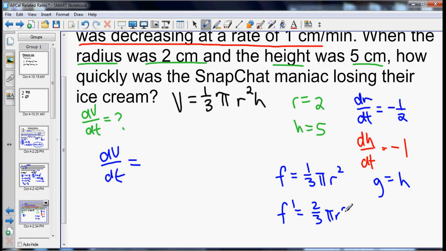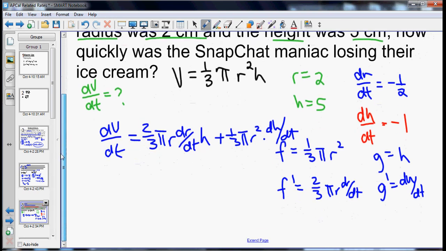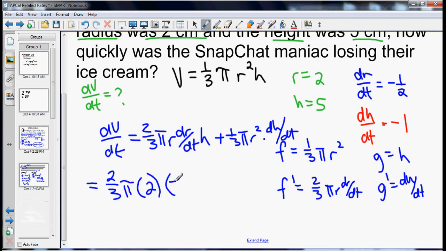So then we do f prime times g plus f times g prime. Let's plug in all the stuff they gave us and see if we can sort this out. They told us that r is equal to 2, dr/dt is equal to -1/2, the height is equal to 5. And then 1/3 pi r is equal to 2, and dh/dt is equal to -1. That is a 2 squared right here. Sorry, my handwriting got a little off.